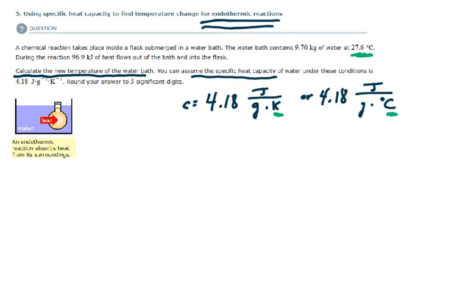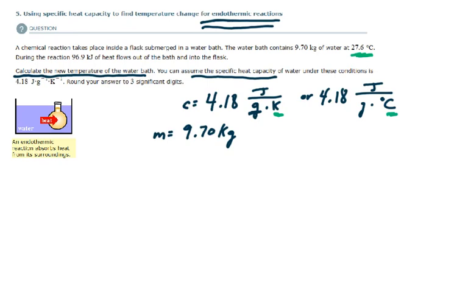All right, so let's identify our other givens. We are given the specific heat capacity of water. So here it is, the specific heat capacity of water. We are also given a mass of water. This mass of water is 9.70 kilograms. Okay, now right off the bat, I know I'm going to want to convert this mass of water from kilograms to grams, because look at the units for mass in my specific heat capacity, grams.